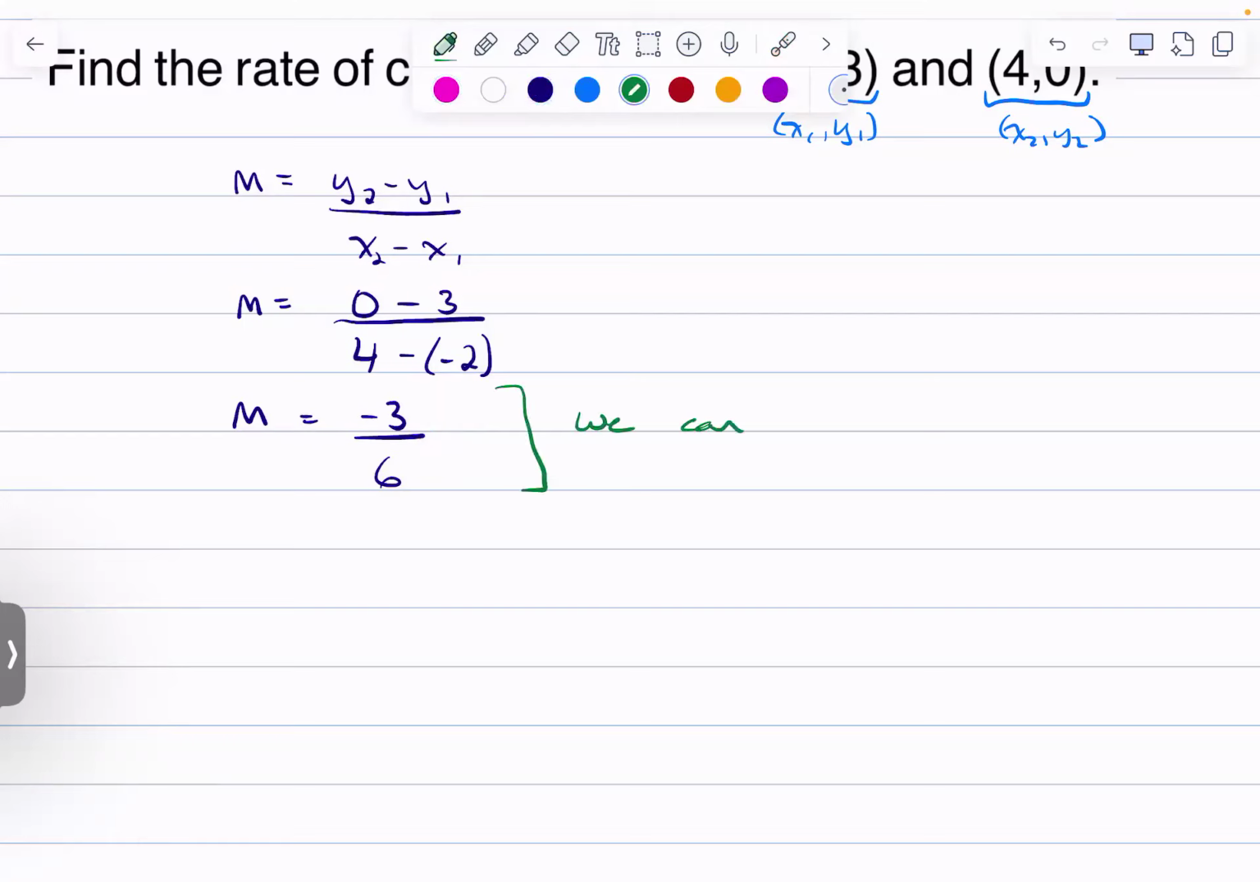We can simplify, but I will not require it. Sometimes it makes it easier, and then I will, but generally I don't.